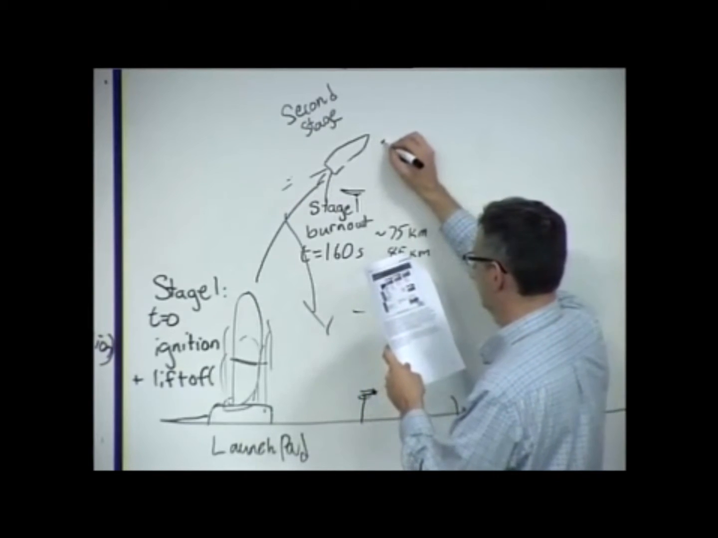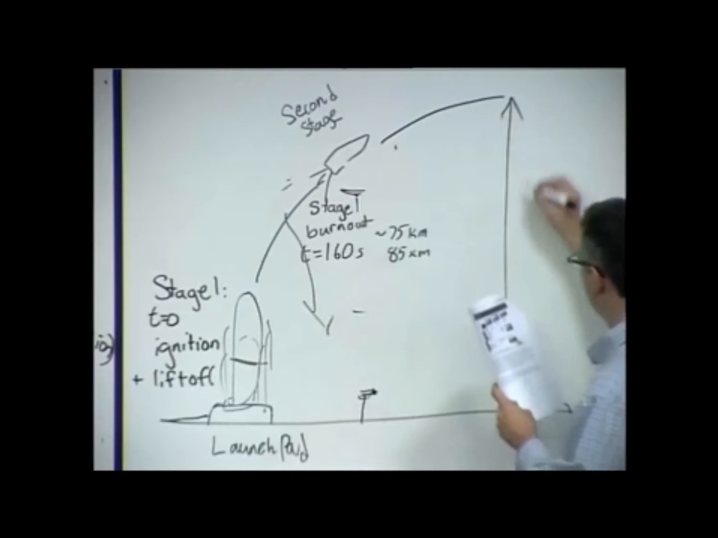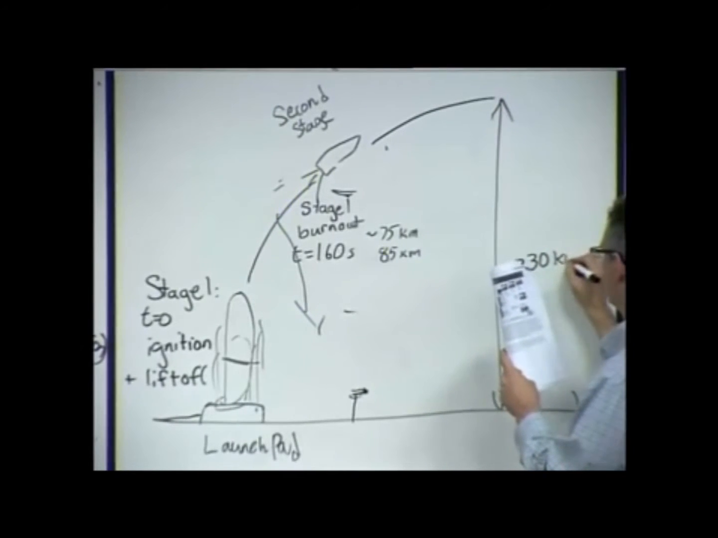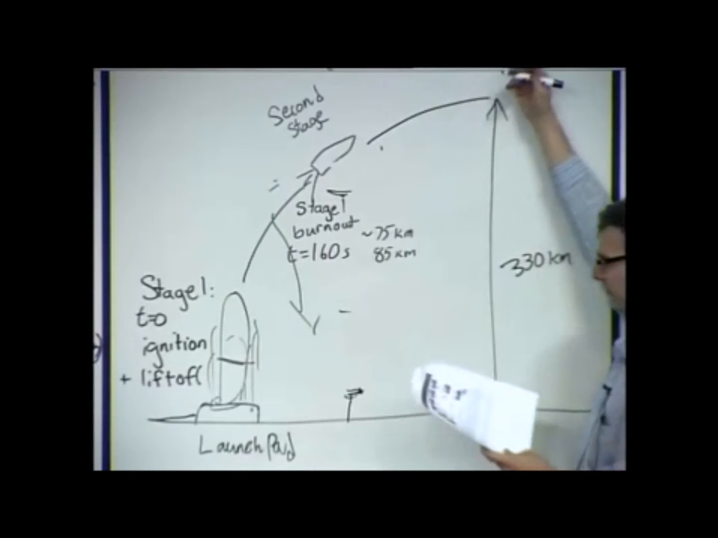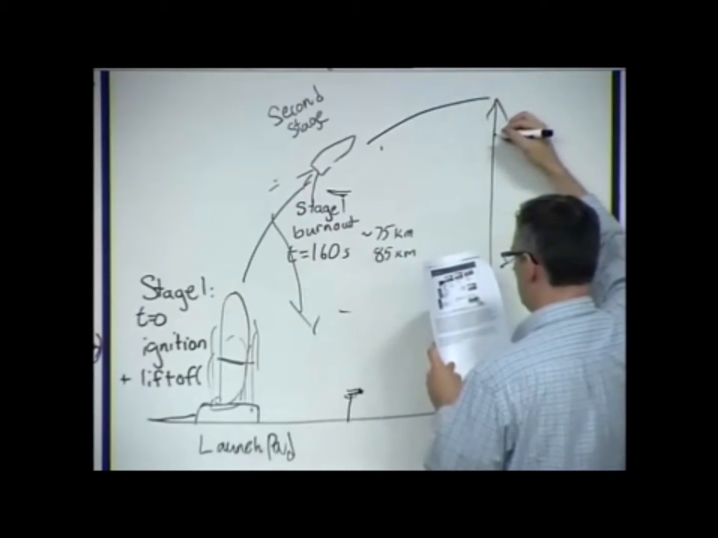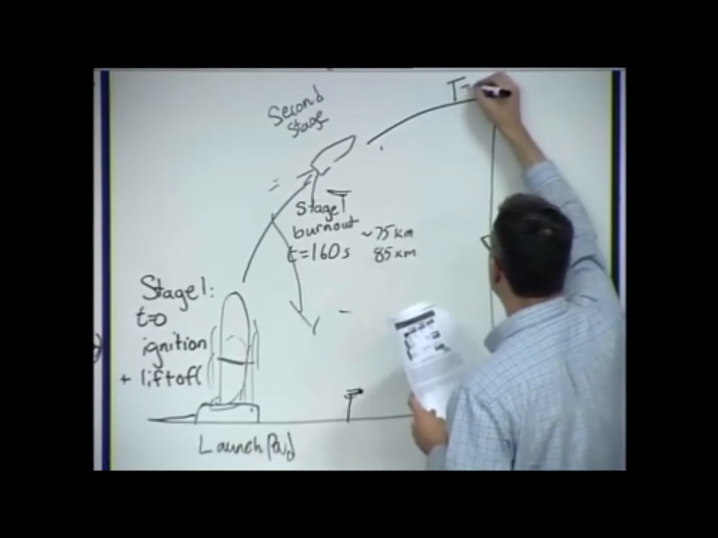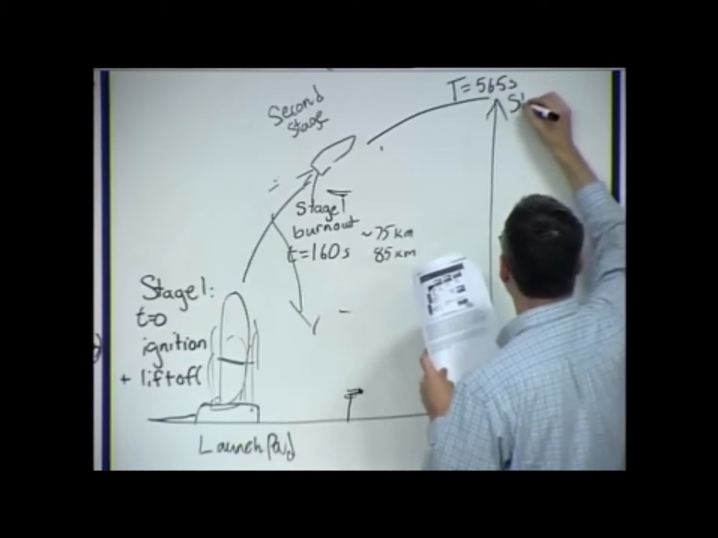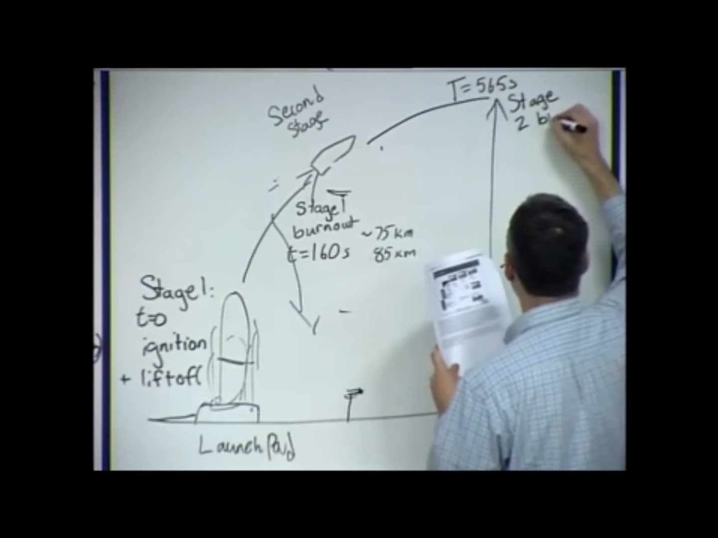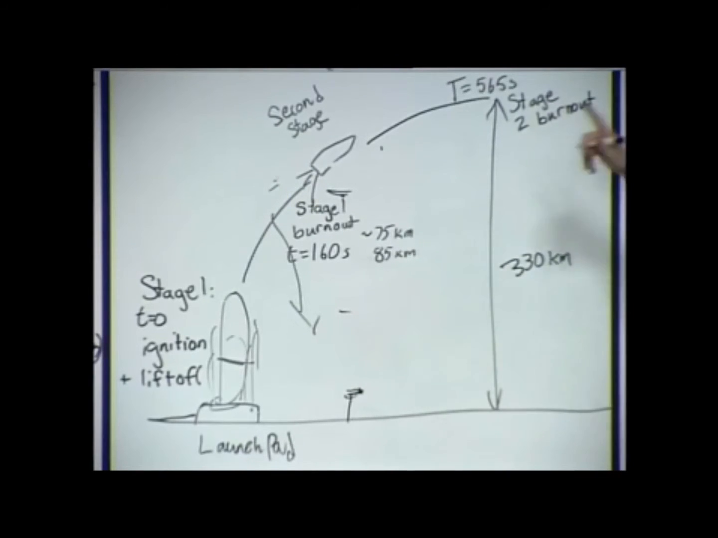And then, finally, when you get up to about 330 kilometers, you're beyond most of the atmosphere, and you can actually start a stable orbit here. You're in low Earth orbit, on the fringe of a useful low Earth orbit. Your velocity is over 7 kilometers per second, and the time from launch is about 565 seconds. This is when stage 2 burnout and eventual separation occurs.